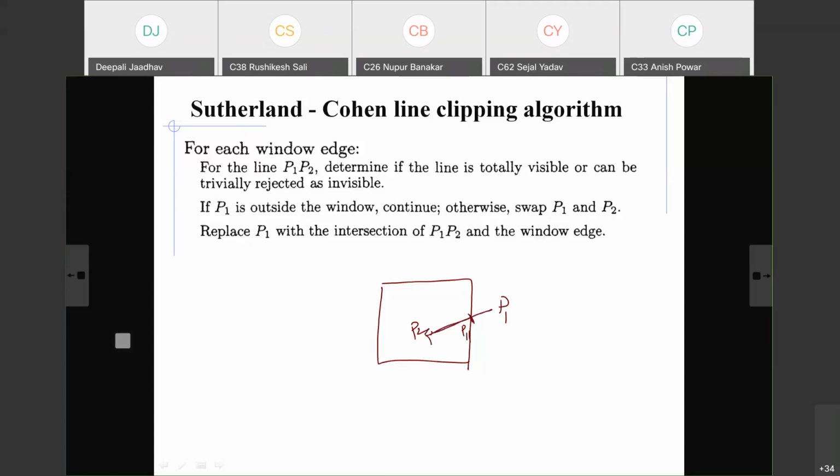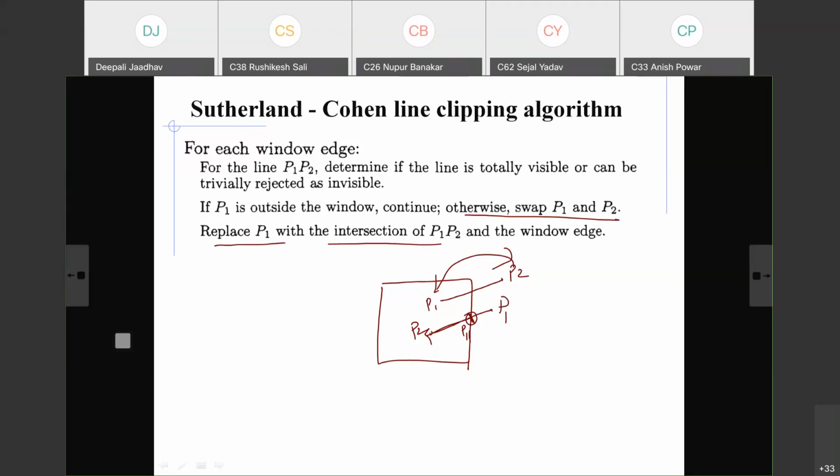Once again, if point P1 is outside the window, then continue. What to continue? Replace P1 with the intersection of P1, P2. Now this intersection becomes P1 and this is our new line P1 to P2. If P1 is not outside the window, if it is inside the window and P2 is outside, then swap P1 and P2. Whatever the points, swap them for the algorithm's purpose. We will see how with an example.